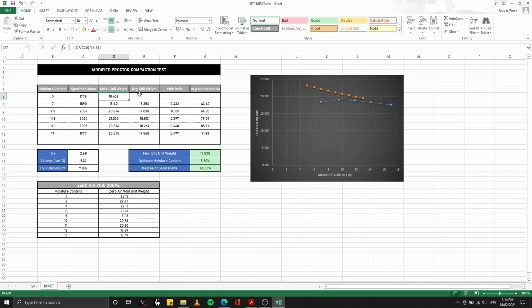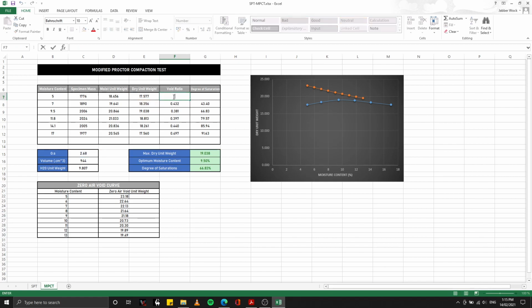Okay? Next is ang ating dry unit weight. Now, to get the dry unit weight, the same sa ating solution or sa ating process kanina sa standard Proctor test. The only thing we have to do is to divide the moist unit weight to 1 plus ang ating moisture content. So, ang ating moisture content is naka-percentage form. Pwede natin siya convert into decimal form to get our dry unit weight.